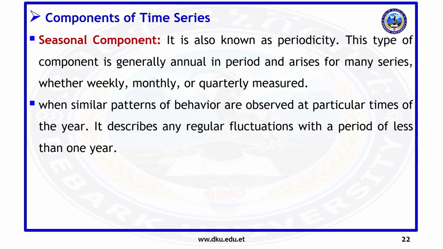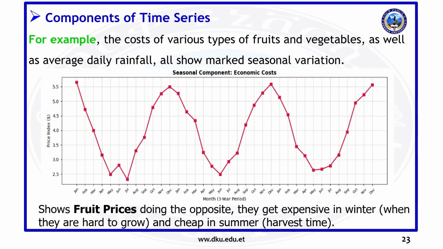Notice that seasonal fluctuations are regular and predictable, but unlike long-term trends, they have a period of less than 1 year. Understanding this component helps us separate short-term predictable variation from overall trends or randomness in the data.